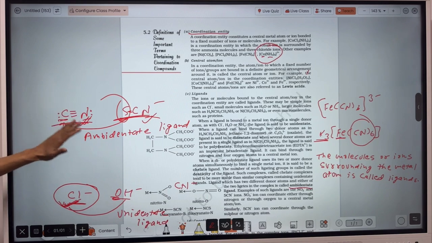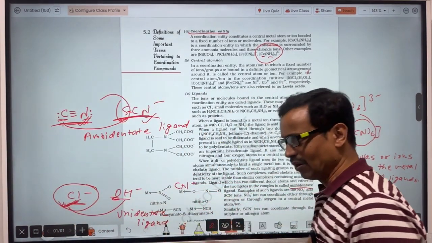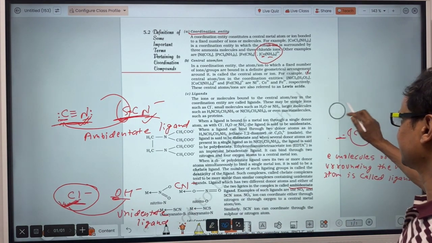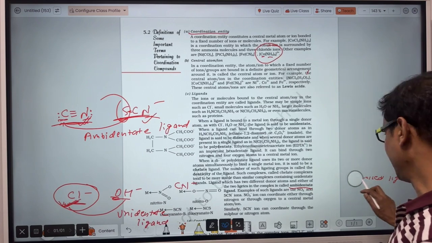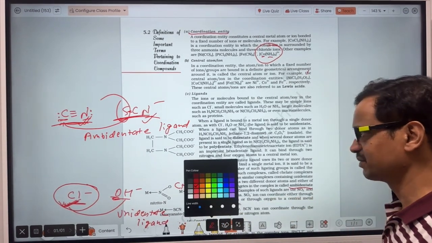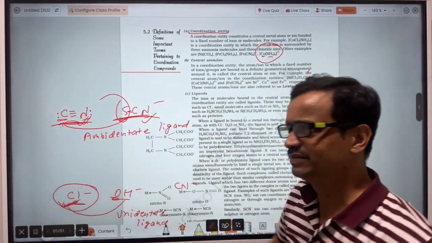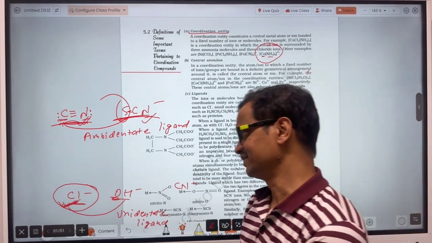Okay, so unidentate ligand, ambidentate ligand. In case of unidentate ligand, only one atom can do bond formation with the central atom. But in case of ambidentate ligand, the two atoms can do bond formation with the central metal atom, but at an instant, only one atom can do bond formation with the central atom.